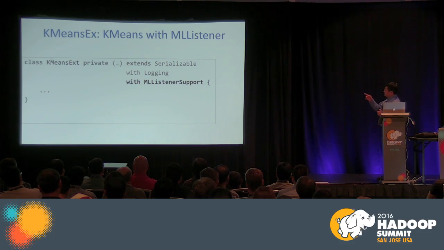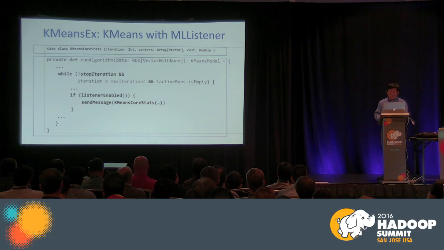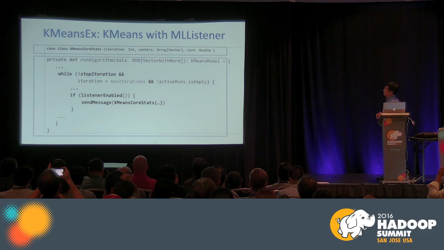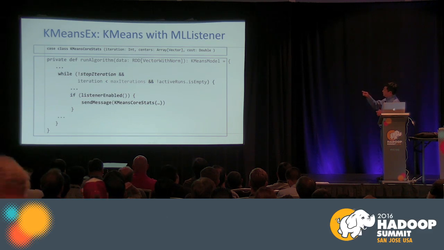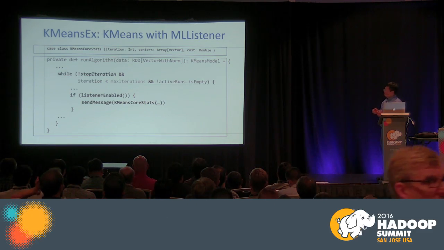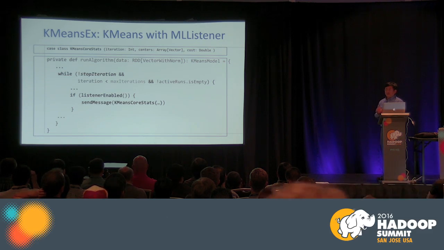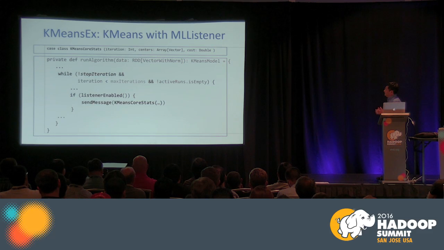And we're mixing in the MLListenerSupport trait we just defined earlier. For the k-means algorithm, it essentially comes down to one function called runAlgorithm. Here it is simply a while loop. The bold pieces are the parts we changed. The gray pieces are what Spark originally has. Essentially, the while loop says if the iteration is less than max iterations and the active runs are not empty, just continue to run.